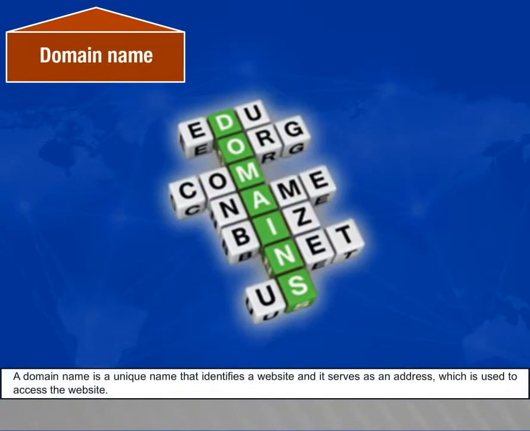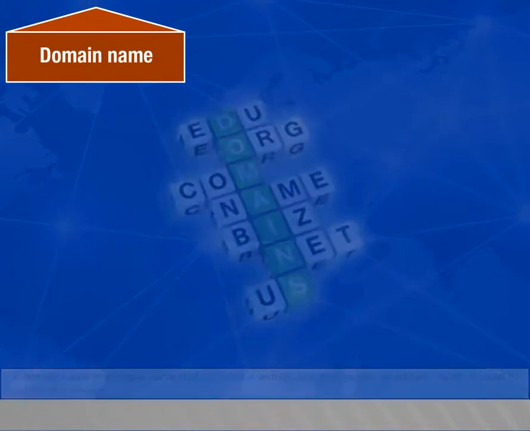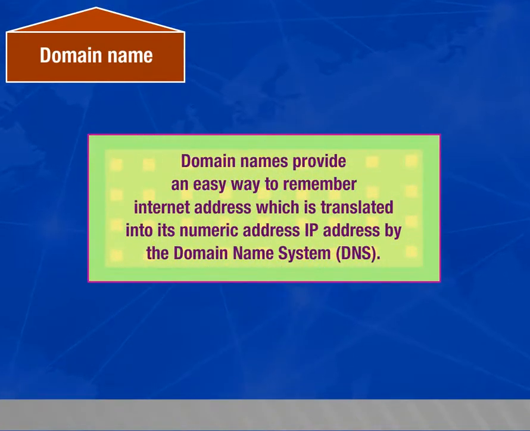A domain name is a unique name that identifies a website, and it serves as an address which is used to access the website. Domain names provide an easy way to remember internet addresses, which are translated into their numeric address, the IP address, by the Domain Name System (DNS).